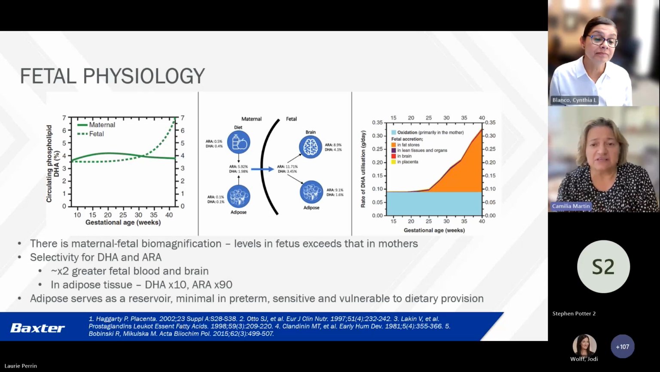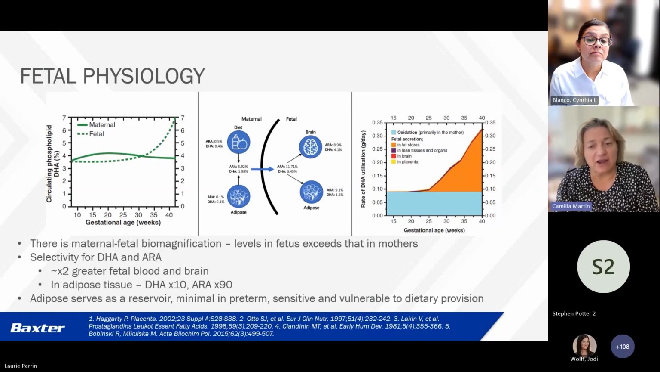On the left is supporting evidence of what we call the biomagnification of these fatty acids, selectively for ARA and DHA. This one is an example of DHA, where on the y-axis you have the circulating phospholipids and the percent DHA, mole percent, and on the x-axis you have gestational age. Fetal levels are similar to maternal levels, but as you go into that last trimester, you see that fetal levels even outpace what was in the maternal compartment. And this is due to very specific placental mechanisms in place to help with this fetal accretion and biomagnification of fatty acids.